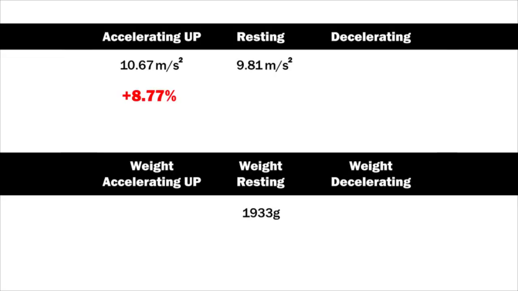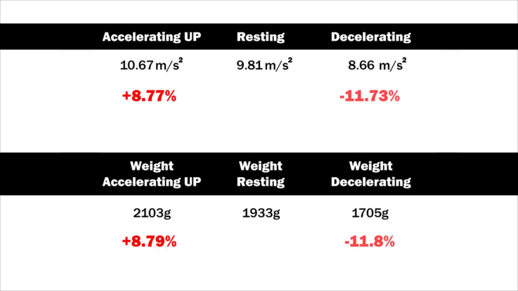As the elevator accelerates upwards, we have an overall 8.77% increase in acceleration and an 8.79% increase in weight. As the elevator decelerates, we have an overall deceleration of 11.73% and an 11.8% decrease in weight. This test shows that weight is directly proportional to the rate of acceleration.